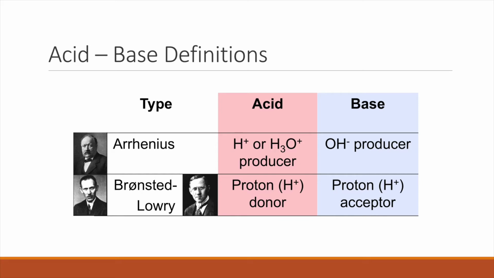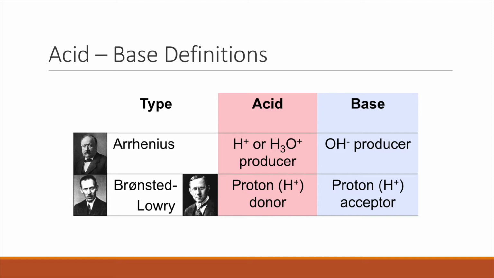So here's a combination of the two. According to Arrhenius, an acid is an H plus or an H3O plus producer, but according to Bronsted-Lowry, an acid is a proton H plus donor. Effectively, those definitions are the same, right? What's really different is the base.